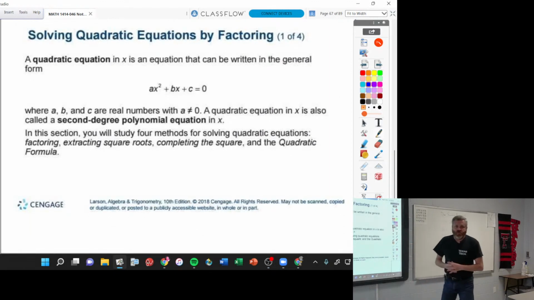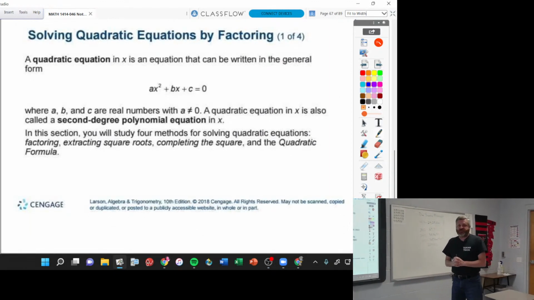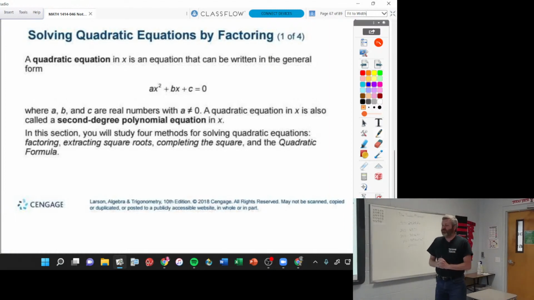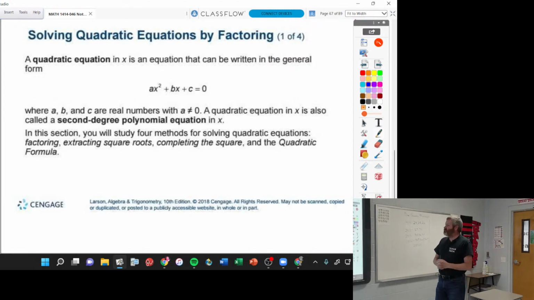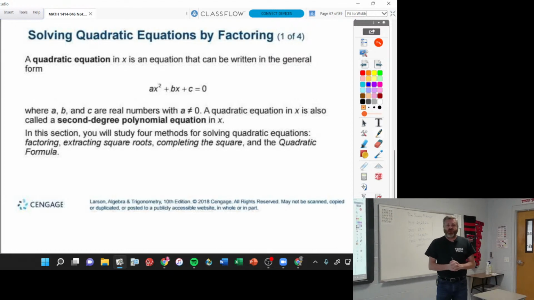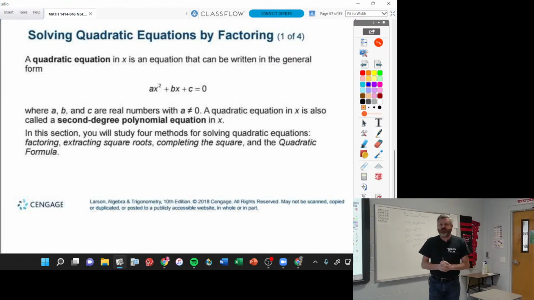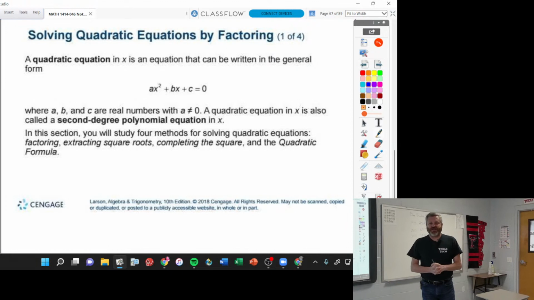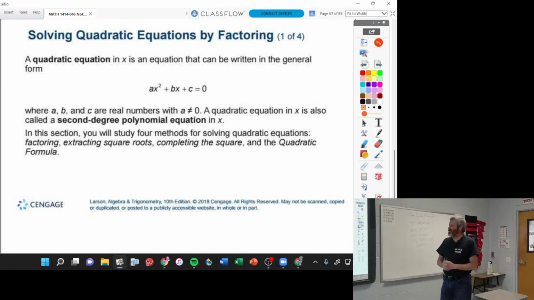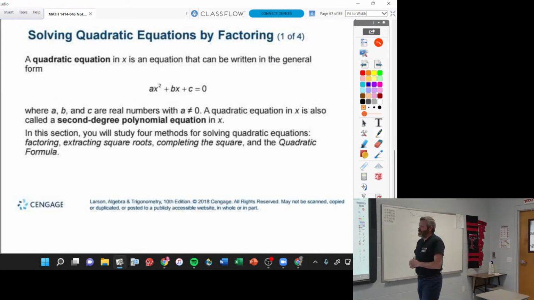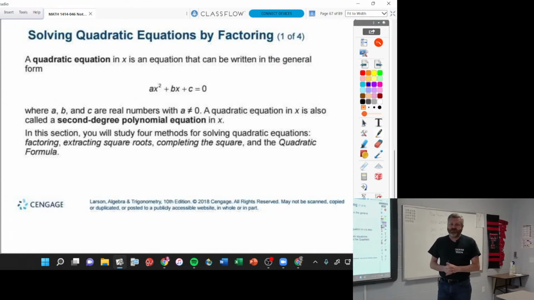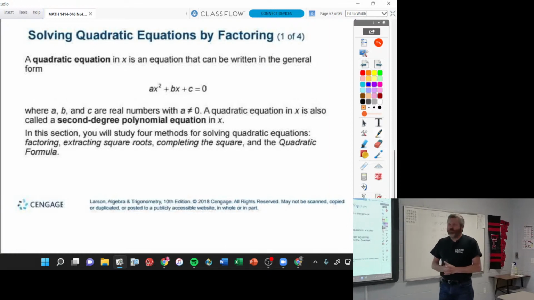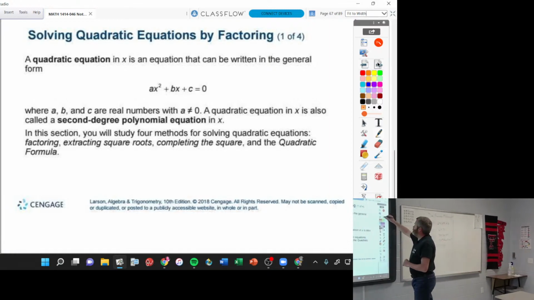So recall that a quadratic equation takes the form ax squared plus bx plus c equals 0, where a is not 0. If a was 0, it would no longer be a quadratic, it would be a line. A quadratic equation is also called a second-degree polynomial because the highest degree variable is x squared, so second degree. So we're going to look at four methods of solving these: factoring, extracting square roots, which you might have heard in the past called the square root method, completing the square, and the quadratic formula.